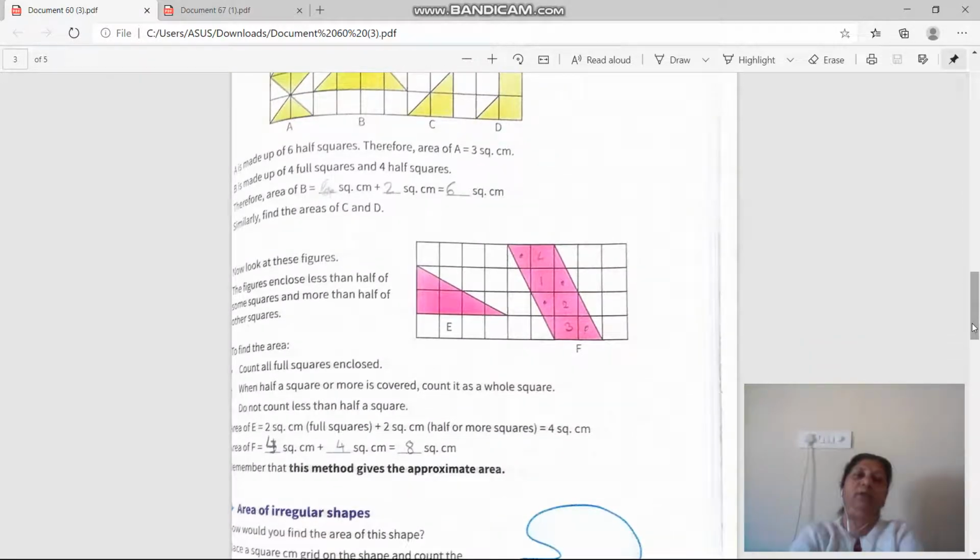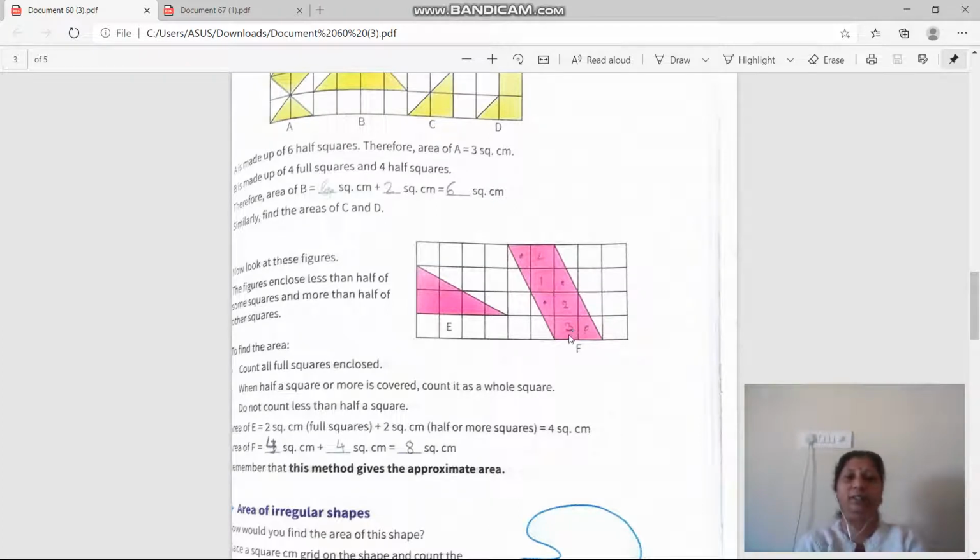Now let's calculate the area of these figures. See, this is less than half, so we will not calculate it. Okay. So yes, there is one more rule. If it is less than half, then don't calculate it. If it is more than half, then we have to calculate it as 1. So let's start. This is less than half, so don't calculate it. It is more than half, so it is 1, 2, 3, 4 and this is less than half, so don't calculate it. So it is 4.